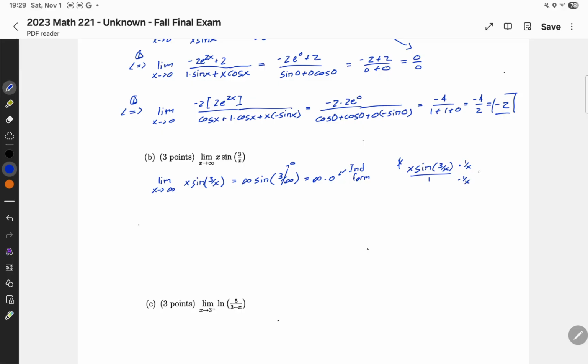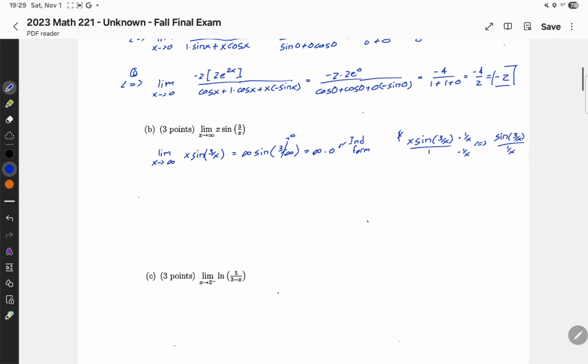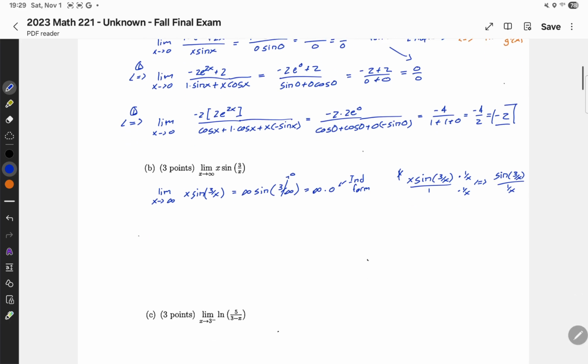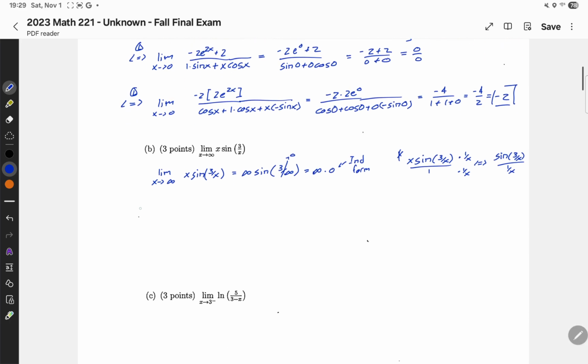Of course this won't change anything, but when we simplify, these x's are going to cancel on the top. We'll get sine of 3 over x all over 1 over x. And you'll see in a second, this will actually help a lot. We know to do this just because we want a fraction for L'Hopital's, and this gives us that fraction. So this is equivalent to the limit as x approaches infinity of sine of 3 over x all over 1 over x.